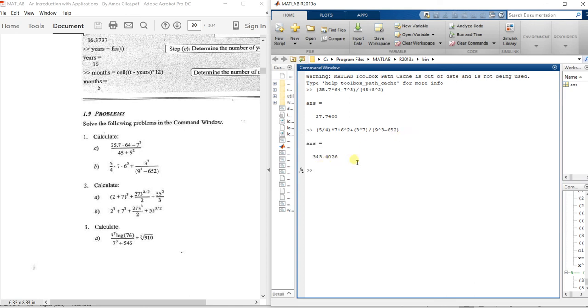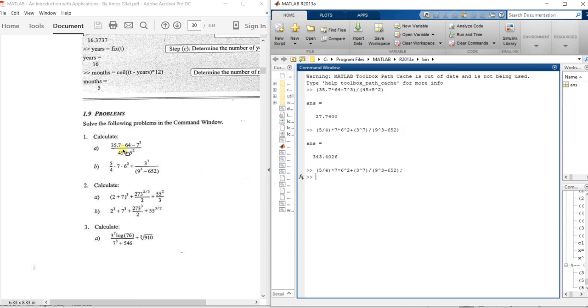Suppose you copy the same value and put a semicolon; the answer will not be displayed. Already we know in the command window, if a statement ends with a semicolon, the answer will not be displayed. So we should not use the semicolon at the end of the statement. So this is the first problem.